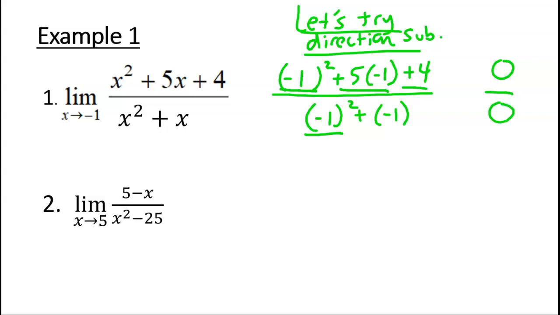Now that doesn't mean the limit doesn't exist, though. It might, but it doesn't have to. All this means is that the function doesn't exist at that point. And if the function doesn't exist at that point, then we can't use direct substitution to find that limit. So I'm not going to say it does not exist, but I will say that direct substitution fails. So we need to try to remove the discontinuity.